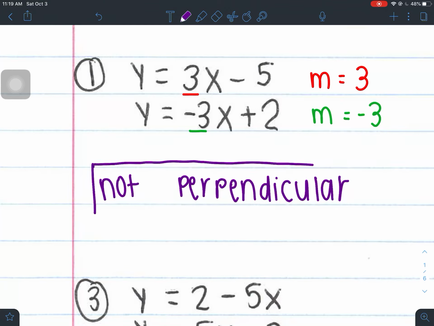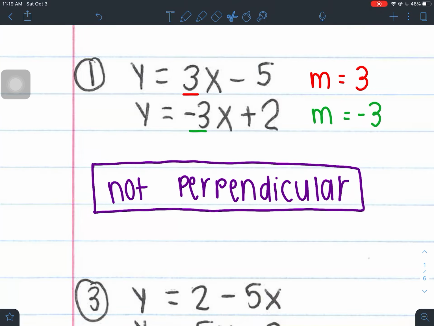Are they parallel? They're not parallel either. What would make them parallel? Well, they would have to be exactly the same. And one's positive, one negative, so they're not exactly the same. They have to be exactly the same to be parallel. So they're not parallel, they're not perpendicular. They just happen to be two lines that cross, and there's nothing really special about them. So we're going to move on to the next one.